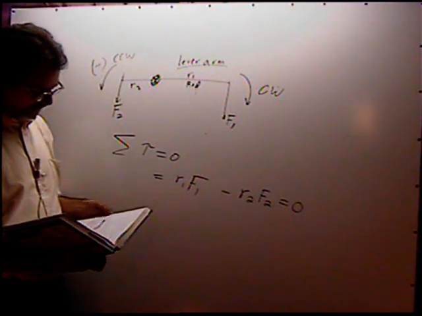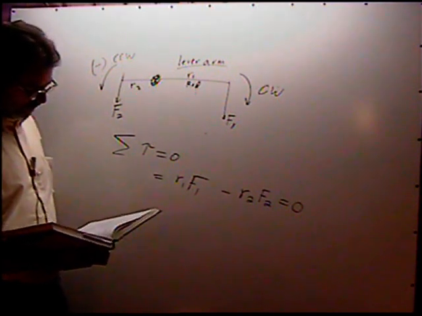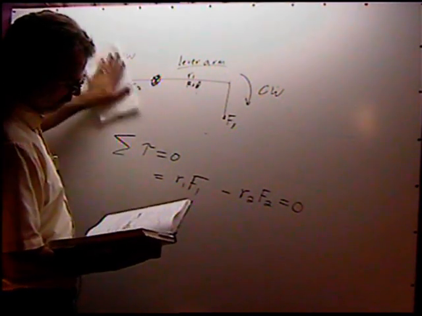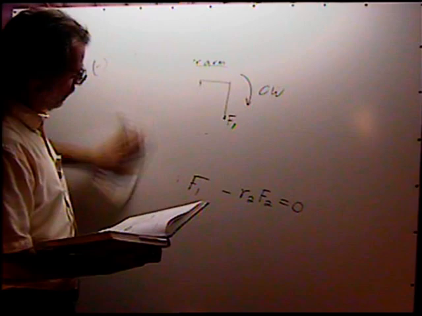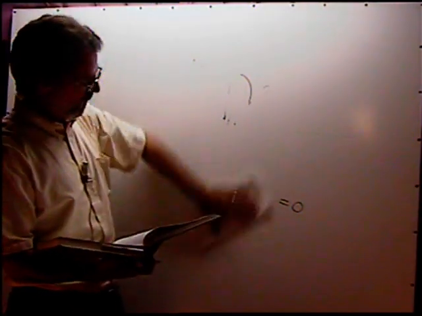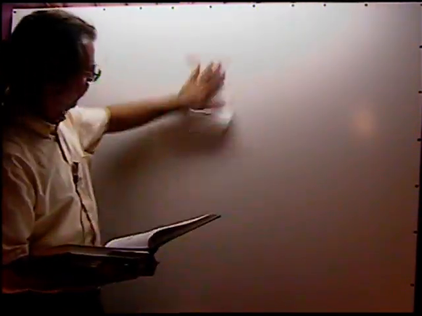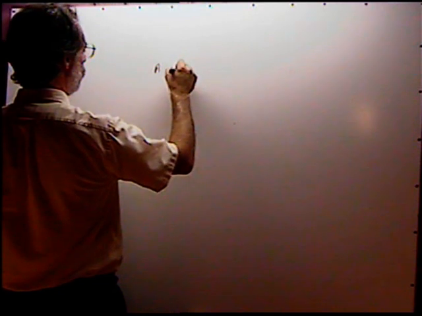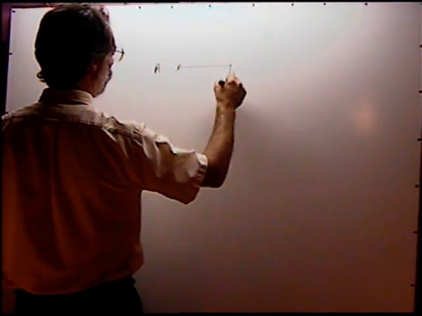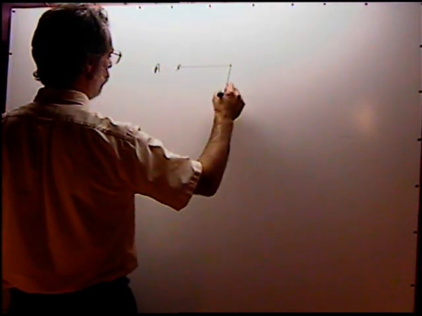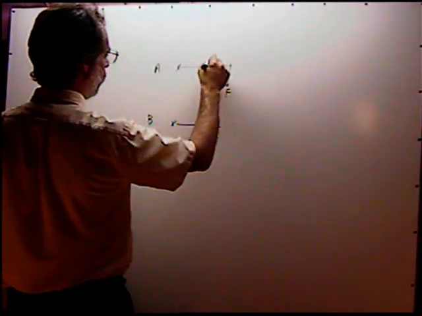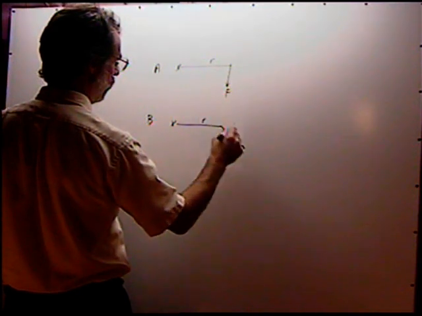Let's see. Number 7. Which of these situations results in more torque being applied? This is number 7. A or B? Well, let me draw this. In the A condition, we have the force being applied this way. In the B condition, same radius, same force, but it's being applied at an angle.